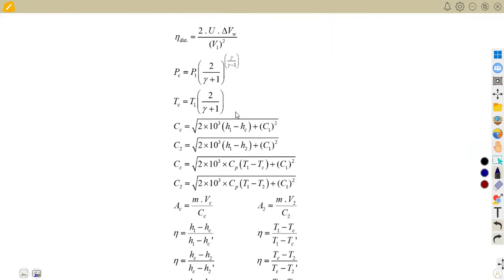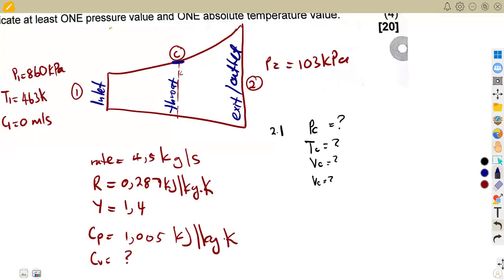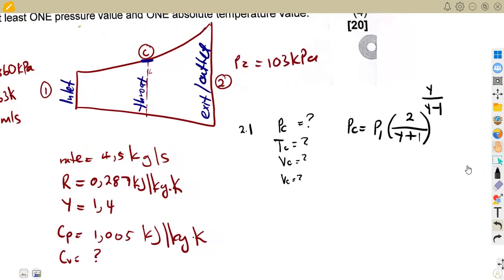If we check here, the formula is already given for the pressure at the throat. We're just taking our formula as it is. This is our formula at the throat: PC is equal to P1 into 2 over gamma plus 1, everything to the exponent of gamma over gamma minus 1.